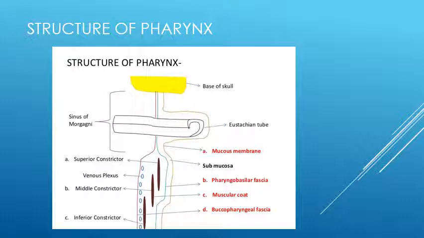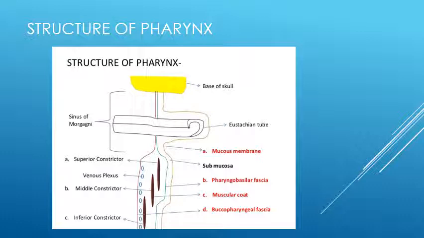It consists of pharyngobasilar fascia and it is best developed in the upper part. It covers the outer surface of the constrictor muscle of the pharynx and extends across the buccinator muscle and blends above with the pharyngobasilar fascia. Here, one important thing you should know is that between the buccopharyngeal fascia and the muscular coat, there is a pharyngeal plexus of veins and nerves, which is shown in the diagram. The venous plexus lies between the buccopharyngeal fascia and the muscular coat.